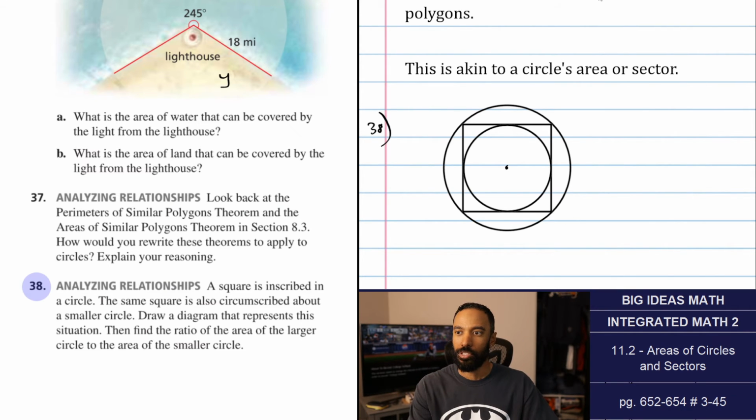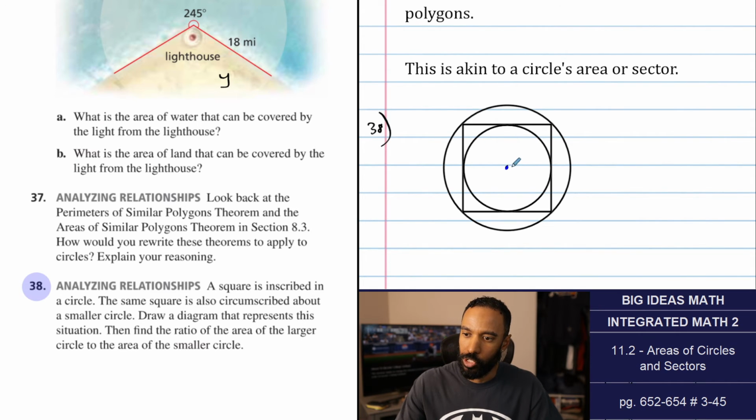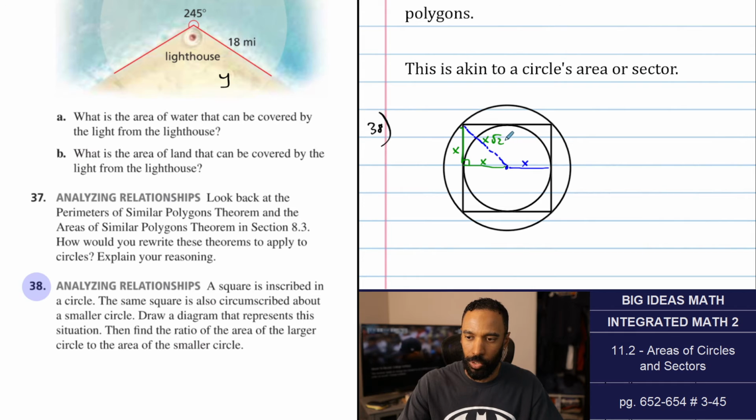Okay, well, here's the thing. The radius of the smaller circle, if it was x, then the square's side length would be 2x. I need the radius of the larger circle. If this is x, I'll do this in green. If this is x, this is a right angle, this would also be x. That's just square property stuff. So this is x times the square root of 2. So the radius of the larger circle is x root 2.